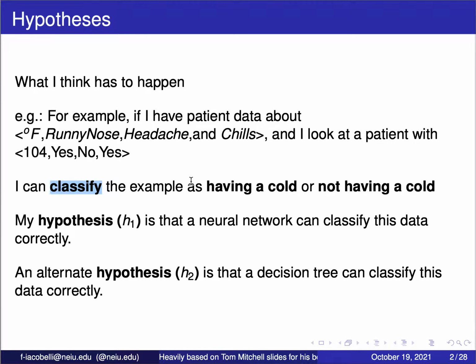Now, what I'm going to call my hypotheses, in this case H1, is that a neural network can classify this data correctly. Alternatively, another hypothesis H2 is that a decision tree can classify this data correctly, basically as a human has done, right? So this is the language we're going to use. We're going to use the language of hypotheses to indicate machine learning algorithms or learners, right? We're going to do classification to indicate labels here, and we're going to talk about data and examples as, this one person.